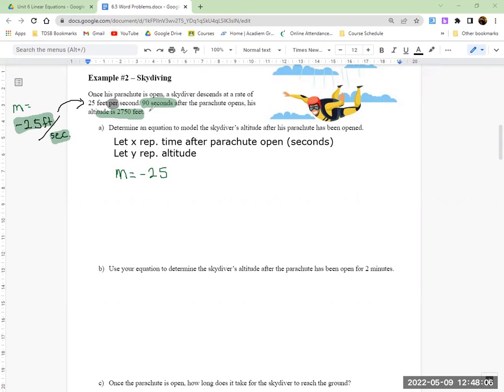Question, Andrew? Oh, well, the question said it descends. I'm going down because it's a parachute, so it sort of makes sense. I am losing altitude, right? What else? Everyone notice? Yep. What is the y and the x?